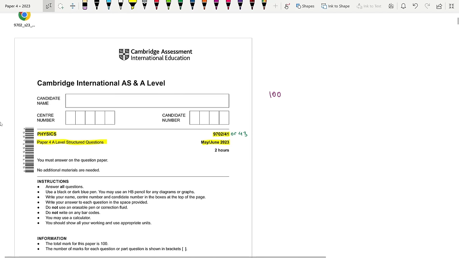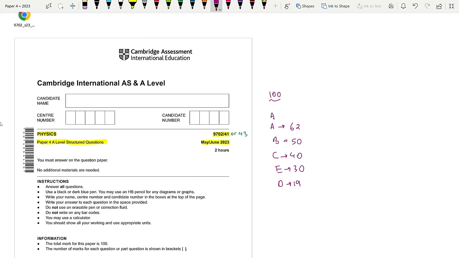Out of a total available raw mark of 100, A was at 62. B was at 50, C was at 40, D was at 30, and E was at 19. So where should A star be at? As you can see, there's a gap of about 10 to 12 marks for each of them. So this should be at around maybe 72 to 74. That is what you needed to get that A star, okay?